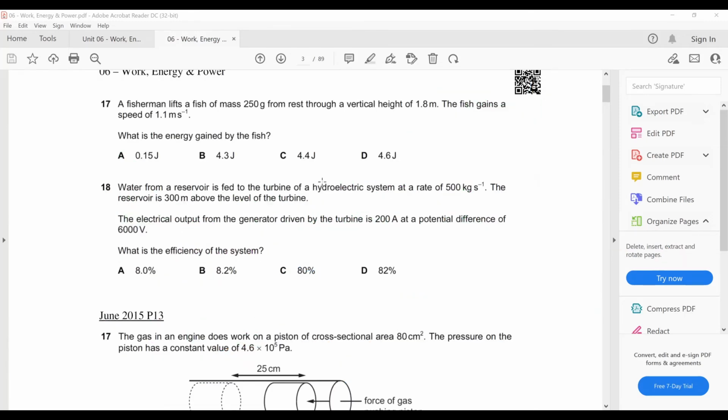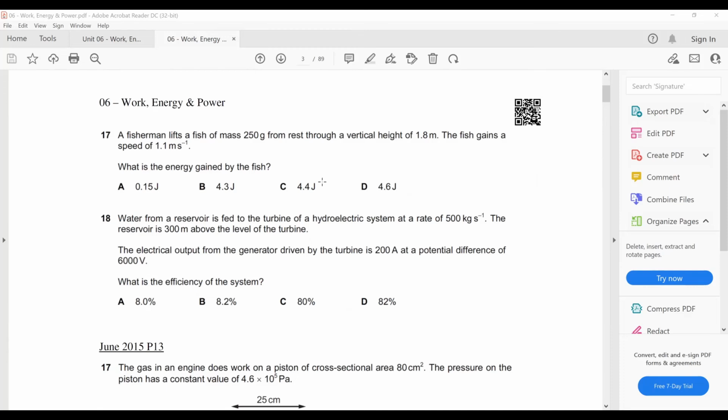Okay, then you look at question 17. A fisherman lifts a fish of mass 250 grams from rest through a vertical height of 1.8 meters. The fish gains a speed of 1.1 meters per second. What's the energy gained by the fish?